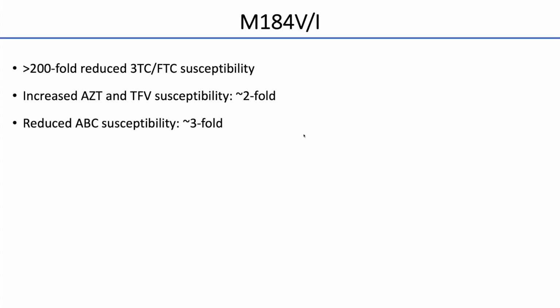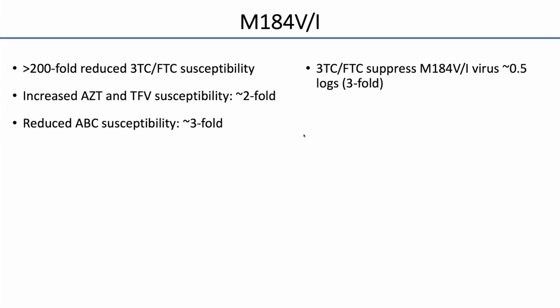M184V and I are the most common NRTI resistance mutations. Although they have similar effects on NRTI susceptibility, M184V is more fit and occurs more commonly. These mutations cause very high-level reductions in 3TC and FTC susceptibility. They increase AZT and tenofovir susceptibility about 2-fold, which may be why combinations of 3TC or FTC with these NRTIs have been so effective. They cause low-level reductions in abacavir susceptibility.